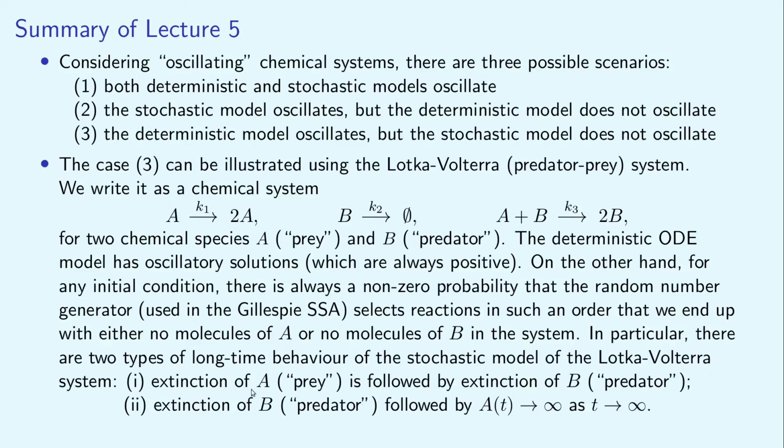First, extinction of A, prey, is followed by extinction of B, predators. If there are no prey A in the system, then the third reaction cannot occur, and all predators are removed from the system because of the second reaction. The second possibility is that predators are extinct first, then there will be no predation and prey will reproduce exponentially. In particular, the Lotka-Volterra system is an example of case 3, where the deterministic system oscillates, but the stochastic model does not have sustained oscillations.